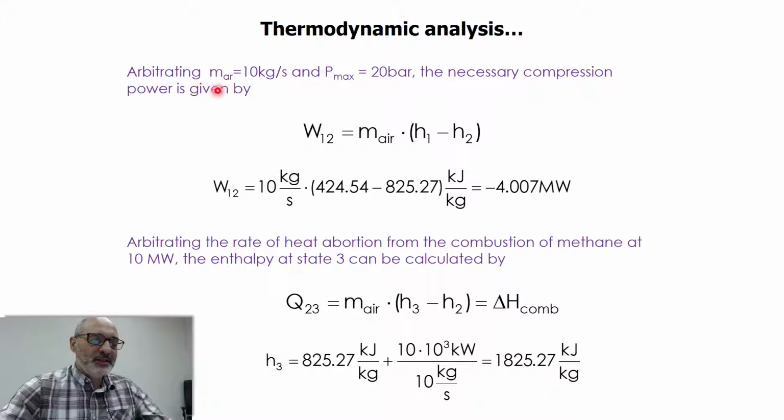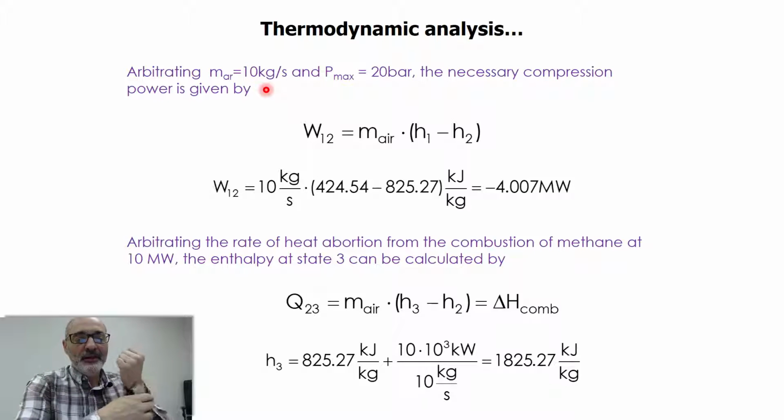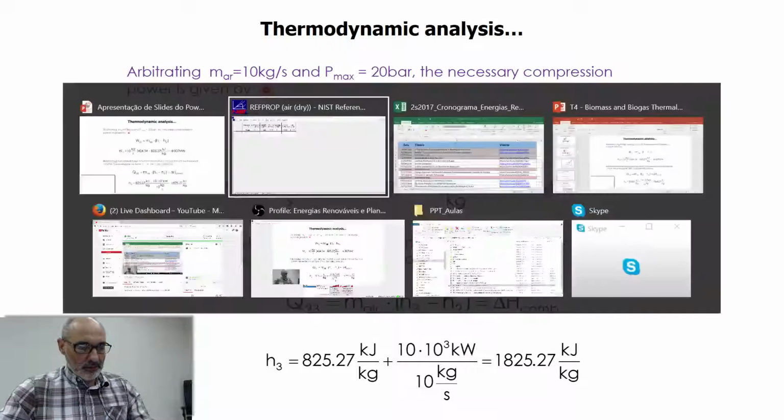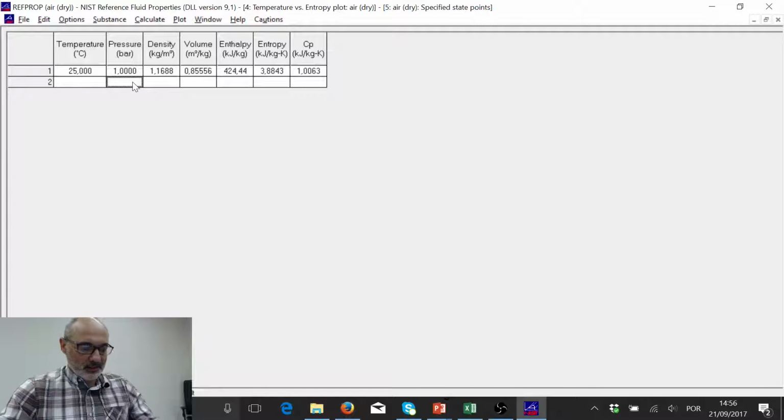We're going to set our mass flow, just to enable our numeric calculations: 10 kilograms per second. We are processing 10 kilograms of air per second. And the working pressure is 20 bar.